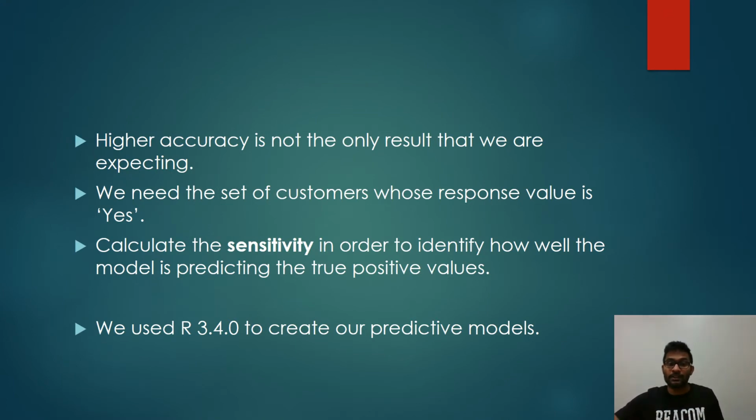The goal here is to find the best model for predicting customer responses. High accuracy is not the only result that we are expecting. Telemarketers need the set of customers that will agree to subscribe to their service. That means we need the set of customers whose response value is yes. Therefore, we are calculating the sensitivity in order to identify how well the model is predicting the true positive values. Likewise, it is good if we can minimize the false positive values too, so we calculate 1 minus specificity also. And we used R 3.4.0 to create our predictive models.